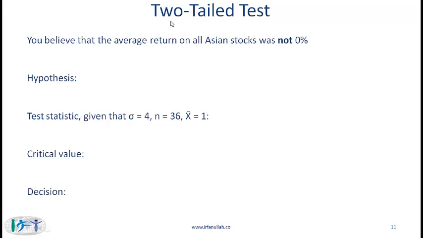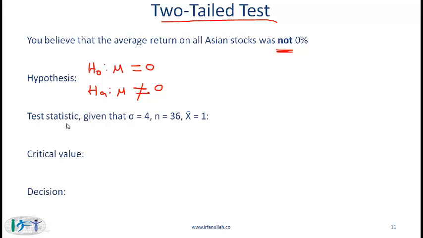Let us now look at a two-tailed test. The situation here is slightly different, where you believe that the average return on all Asian stocks was not 0%. So what is the hypothesis? The null hypothesis is what you want to reject, and it must have some form of the equal to sign. So the null hypothesis is that the population mean is equal to 0 versus the alternate that the population mean is not equal to 0.